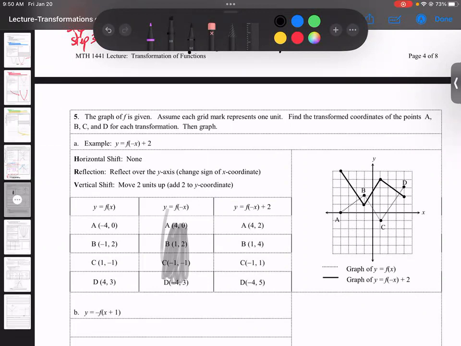Instead of positive x, you have negative x, right? Just multiply x by -1. So -1 times -4 is +4, right? -1 times -1 is +1. -1 times 1 is -1. -1 times 4 is -4. Does the y value change? No. So they stay the same. What about this one? Say you don't know anything about this.